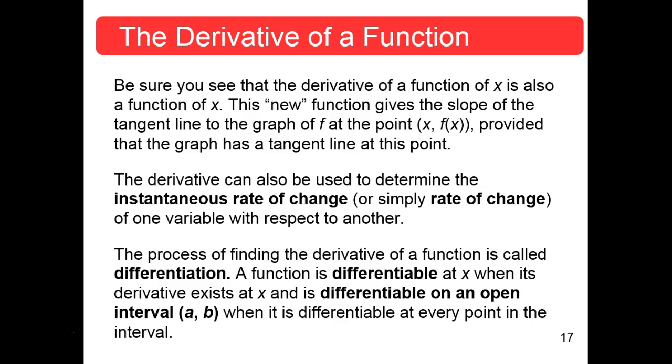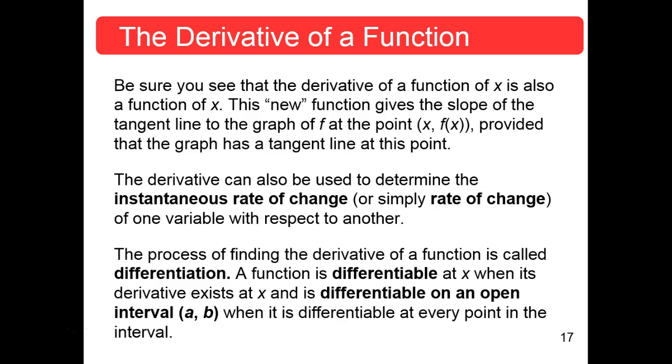Be sure you see that the derivative of a function is also a function of x. They just said it there. They're saying it now. This new function gives the slope of the tangent line to the graph at any point x, f of x, not just at some c, f of c, at any point x, f of x, provided that the graph has a tangent line at those points. The derivative can also be used to determine, and this is another thing, the instantaneous rate of change, or simply the rate of change, of one variable with respect to another. Okay? This is where we're getting into velocities, accelerations, those kinds of things, instantaneous velocity.